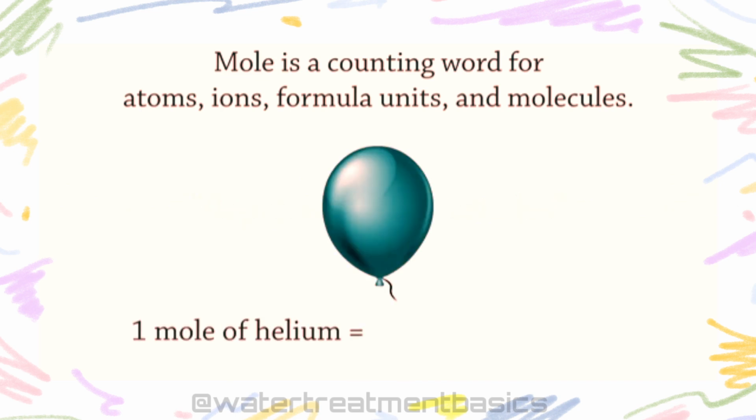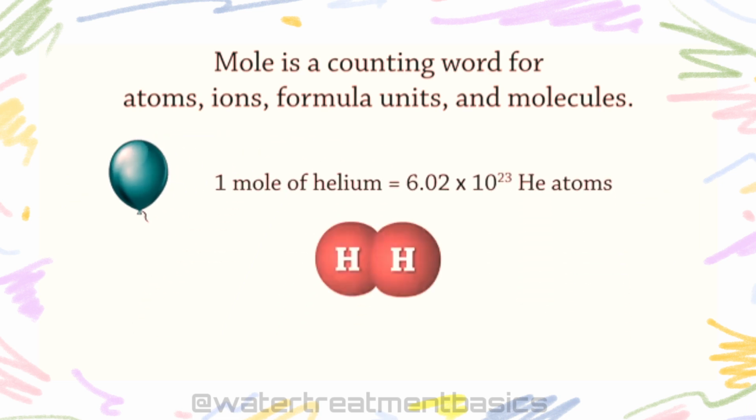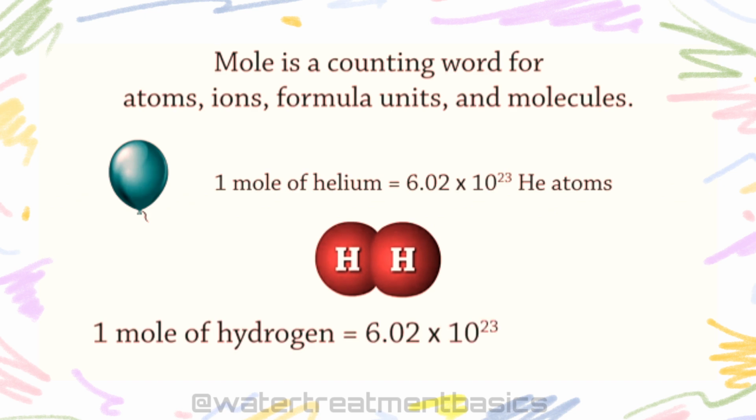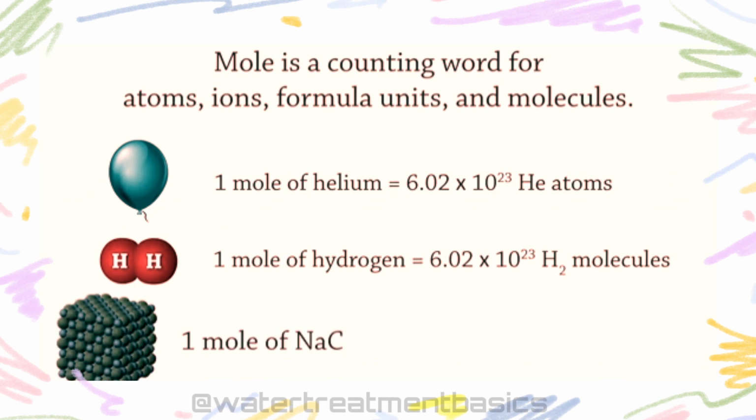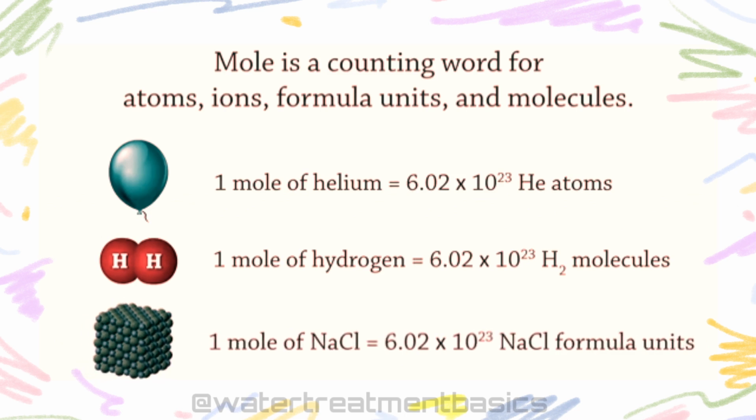1 mole of helium is 6.02 times 10 to the 23rd atoms, because helium is atomic. Hydrogen is molecular, and it exists in nature as a molecule of H2. So when we say 1 mole of hydrogen, we mean 6.02 times 10 to the 23rd molecules of H2. 1 mole of NaCl means 6.02 times 10 to the 23rd formula units, because NaCl is an ionic compound.